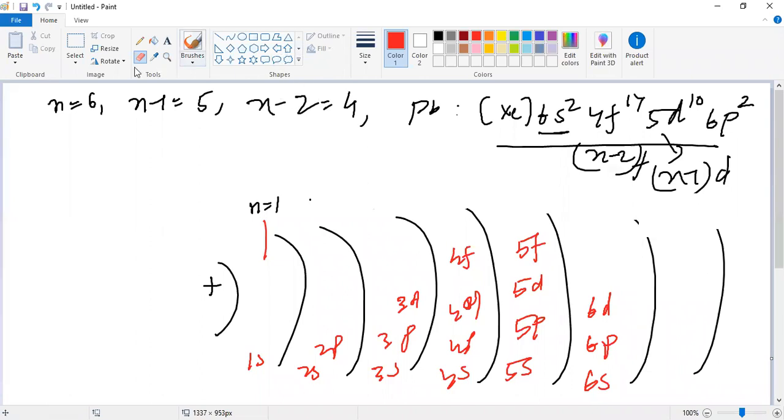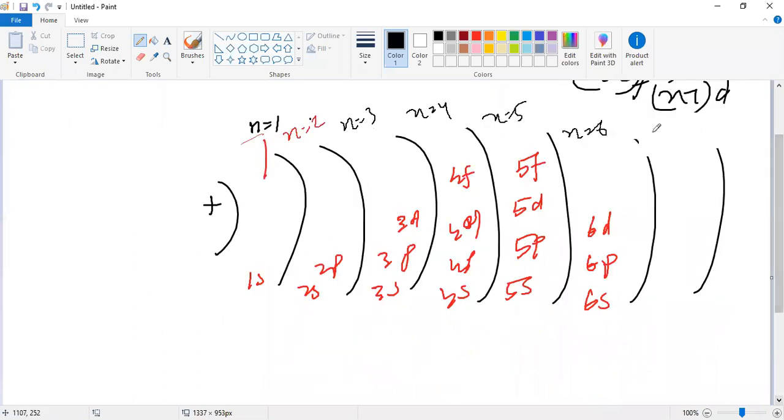Yes, sir. I have just underlined something. N equal to 1. Very good. So this is n is equal to 2. Then n is equal to 3, n is equal to 4, n is equal to 5, n is equal to 6. This is how you can look into this.